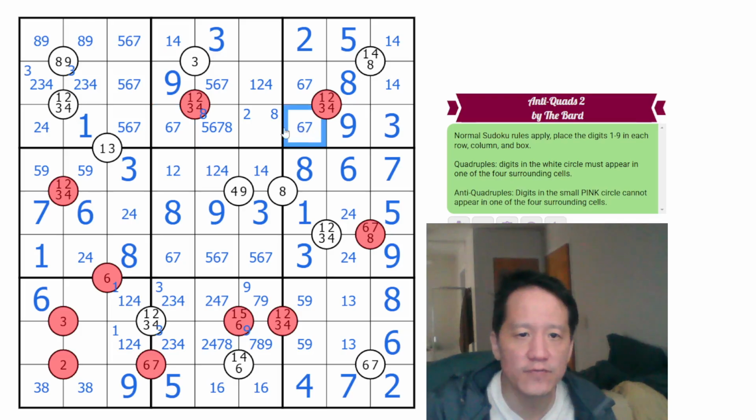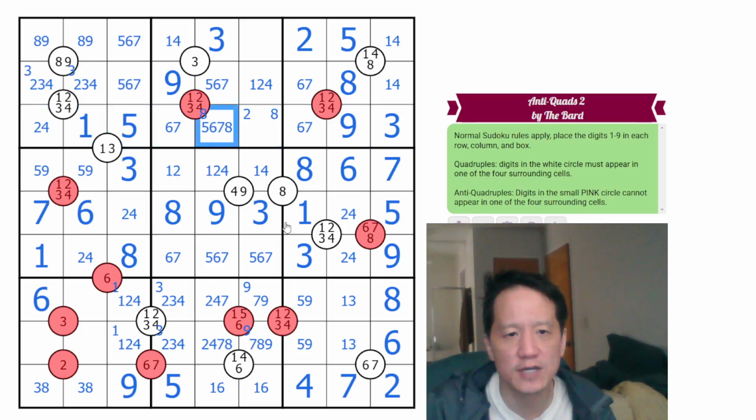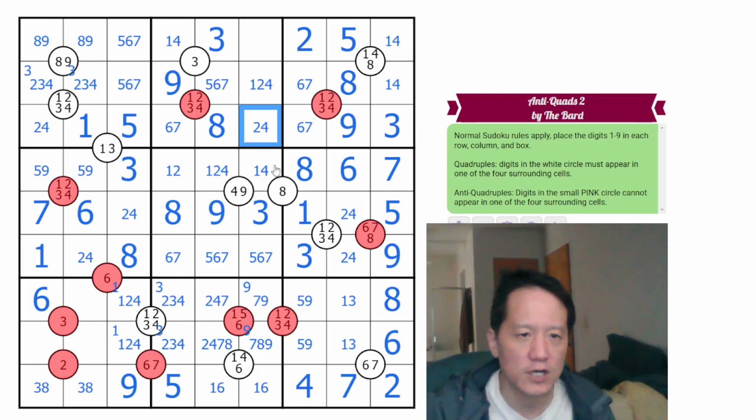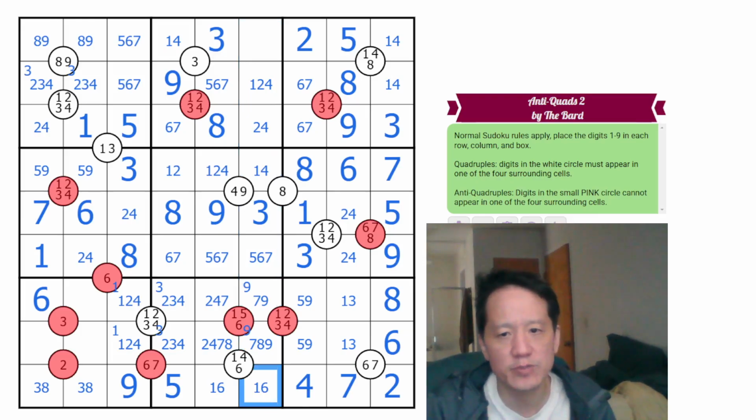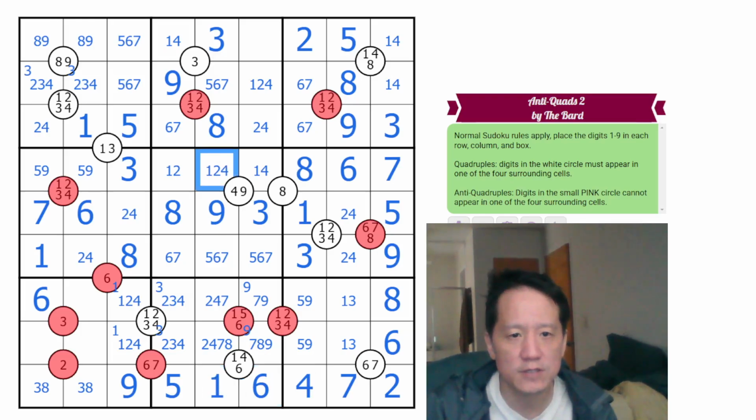We have a 6, 7, 6, 7 pair in row 3, which eliminates 6 and 7 from the rest of the row. Therefore, this is a 5. This can't be 5, 6, or 7, so this must be 8. This has to be a 2 or 4. Well, now we have a 1, 2, 4 triplet in column 6, which eliminates 1, 2, and 4 from the rest of the column. This has to be then a 6 because it can't be 1. This has to be 1. This can't be 1 here.